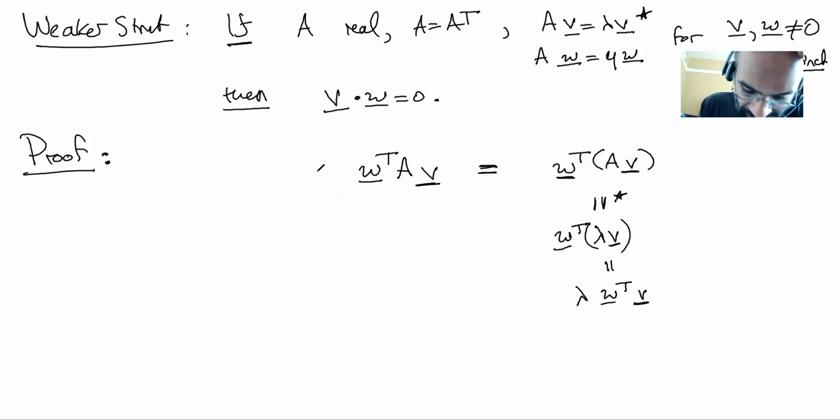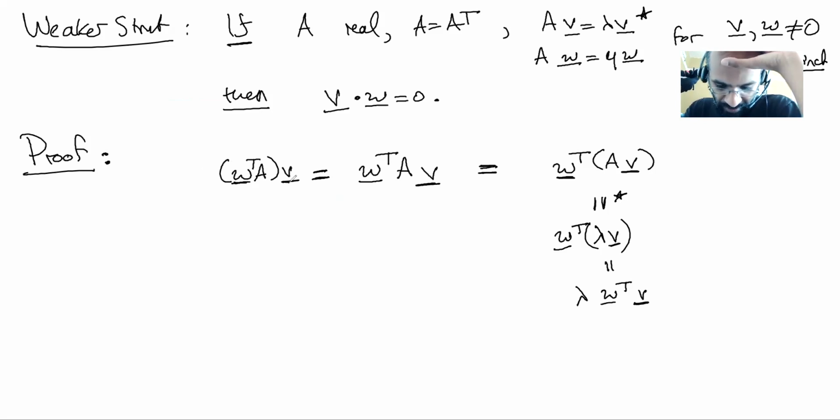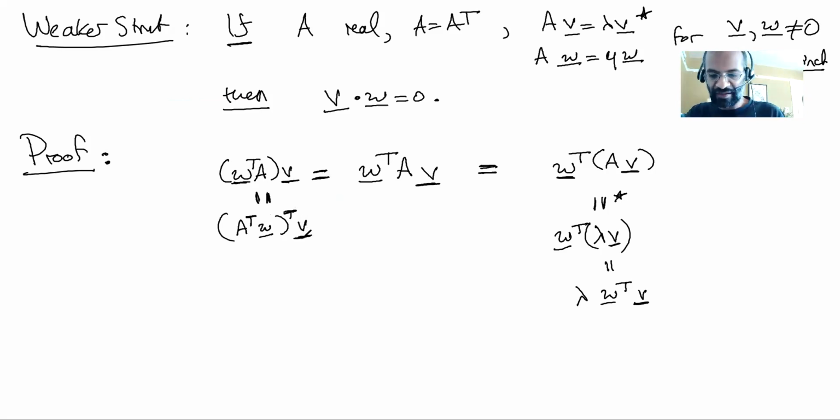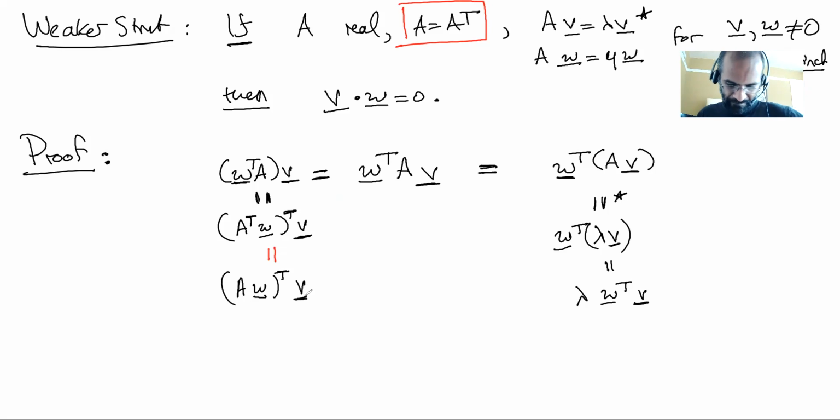Okay, now I'm going to write this another way. I can also group the first two terms, right? This is W transpose A times V. And now I'm going to use that this is equal to A transpose W, the whole thing transpose, times V. That's just because of AB, the whole transpose is B transpose A transpose. And now I'm going to use the key property of symmetry to say that this is actually equal to AW transpose V. So I use symmetry there. This is the key step. And AW is just mu times W transpose V, right? So here's where I use symmetry.